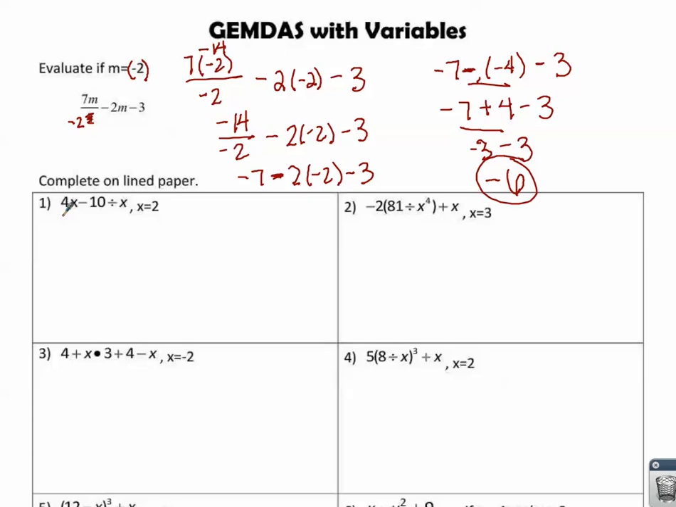We're going to do the left column. If you need to complete this on a lined paper so you can show your steps more easily, that is fine. So first, I'm going to replace everywhere that there's an x with a 2. Make sure you put it in parentheses. So 4 times x is going to be 4 times 2 minus 10 divided by 2. By having the parentheses, it allows you to keep the multiplication operation or the negative in the right place.